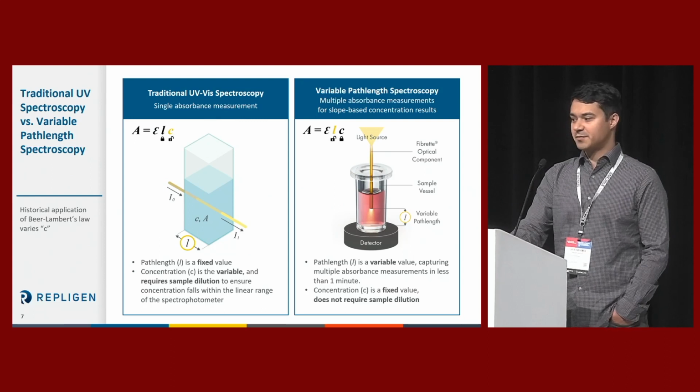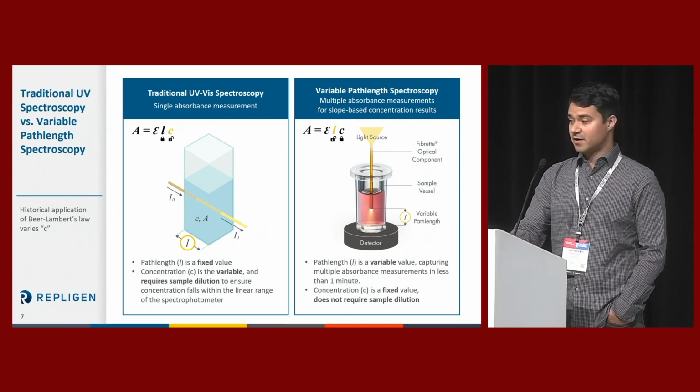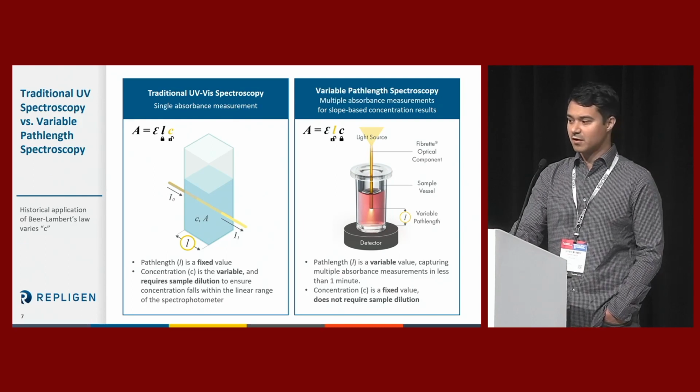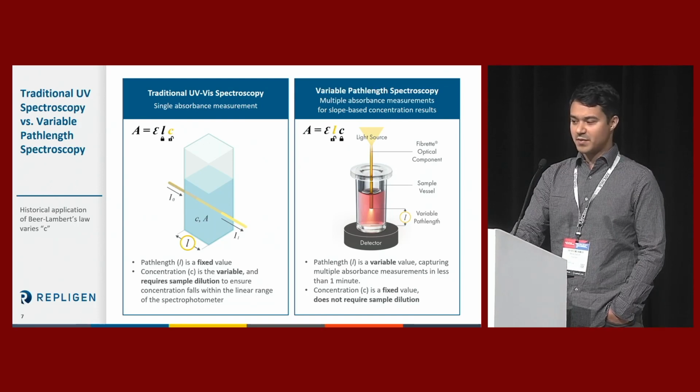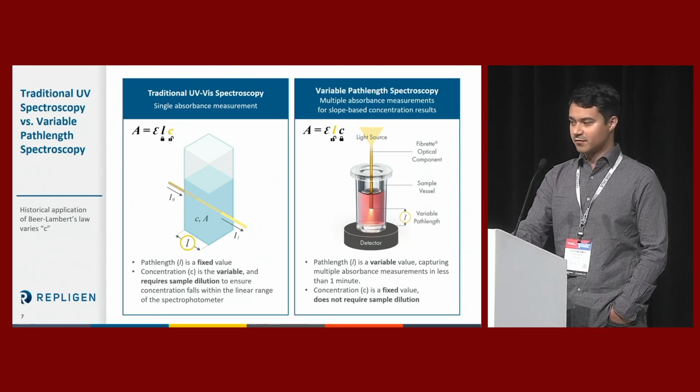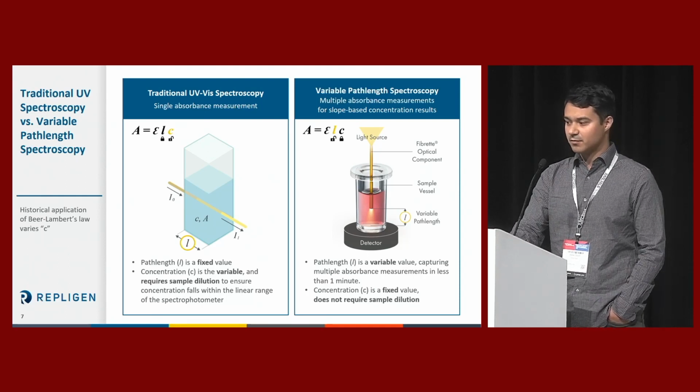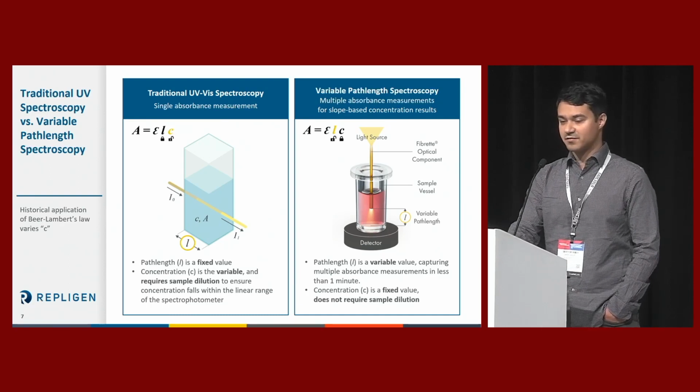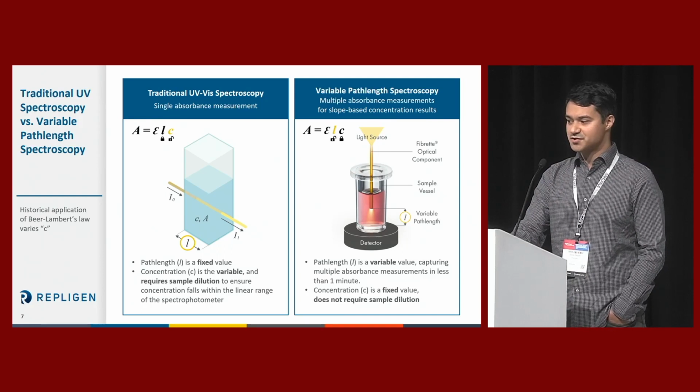So the core technology behind this capability is the ability to vary the path length. So to get an accurate measurement according to Beer-Lambert's law, absorbance is equal to the product of extinction coefficient, path length, and concentration. And you need to be in the linear range for your spectrophotometer to get an accurate reading. So in traditional UV-vis spectroscopy, the path length is at a fixed value, which is based on the geometry of the cuvette that sample is prepared in. And the concentration is what is varied by diluting the sample.